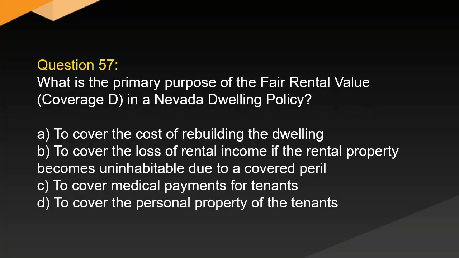Question 57. What is the primary purpose of the fair rental value coverage D in a Nevada dwelling policy? A. To cover the cost of rebuilding the dwelling. B. To cover the loss of rental income if the rental property becomes uninhabitable due to a covered peril. C. To cover medical payments for tenants. D. To cover the personal property of the tenants.